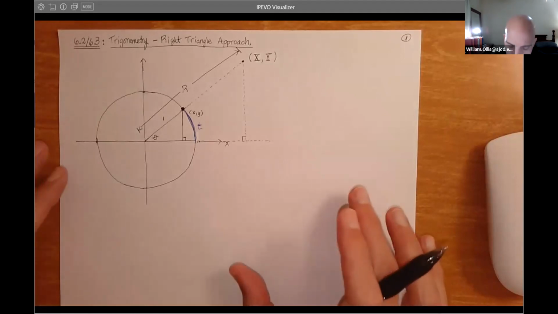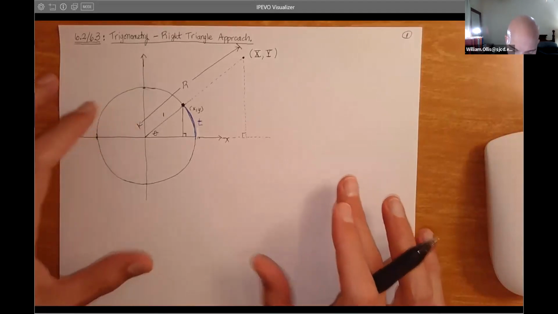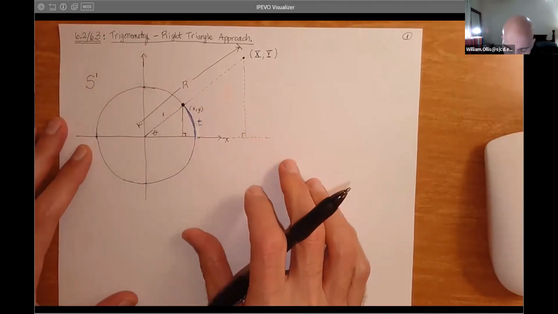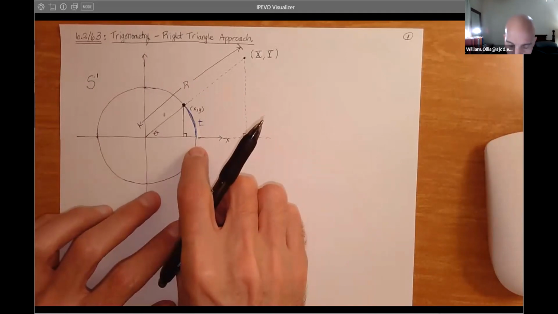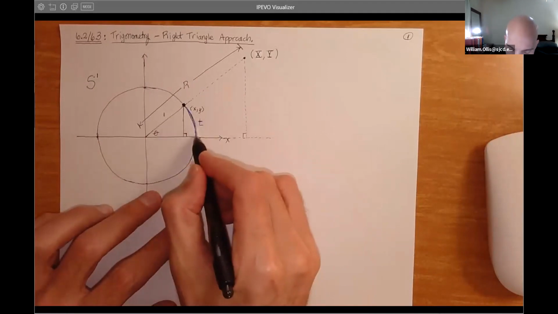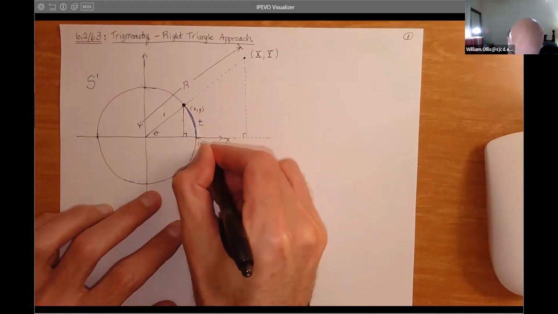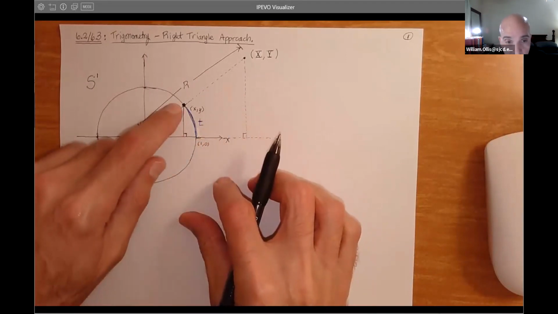So when it comes to the unit circle, what I've done here, I've drawn S1. And so when we think of the unit circle, we have a distance from the point (1, 0) to the terminal point.